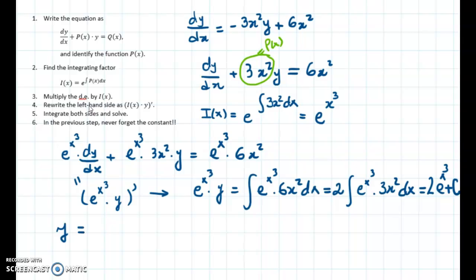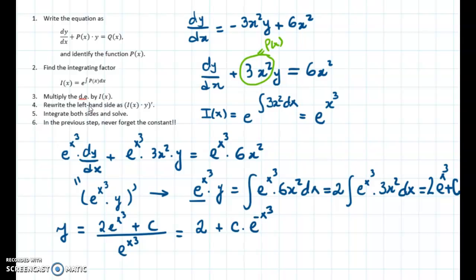So we have e to the power of something to divide on both sides. So y is going to be equal to 2e to the x cubed plus c, over e to the x cubed. So that means we are getting 2 plus c times e to the minus x cubed.